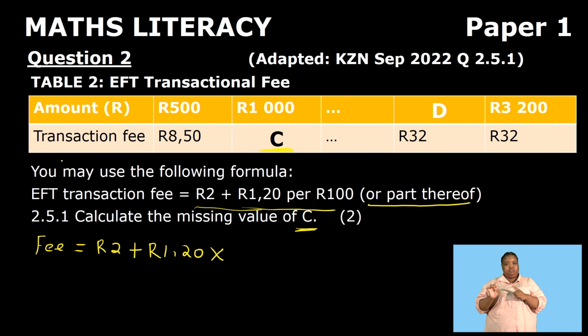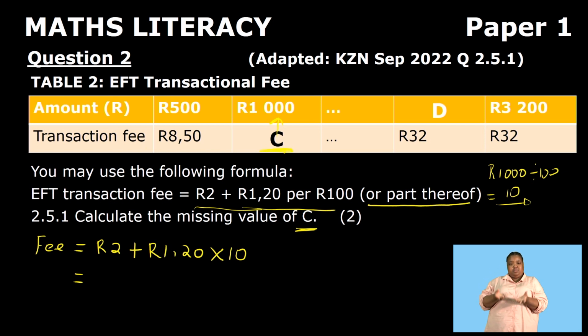So now when we look at the value of C, it appears on the transaction fee, and above there's an amount that appears, of which it's 1,000. So remember, we've said firstly you need to find the number of 100 Rand notes in the amount that you are given. So in this case we are given 1,000. So we say 1,000 divided by 100, it will give us 10. So it means we have 10 100 Rand notes. So we are going to substitute here by the value of 10 so that we can find our transaction fee.